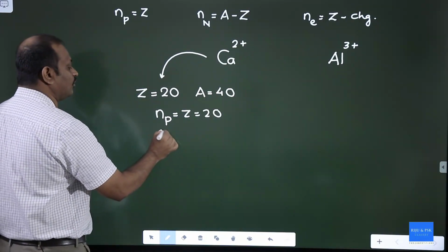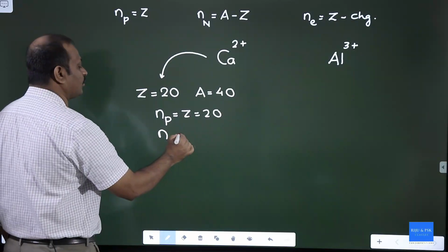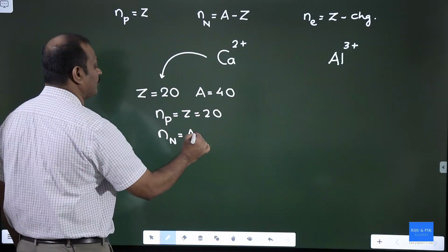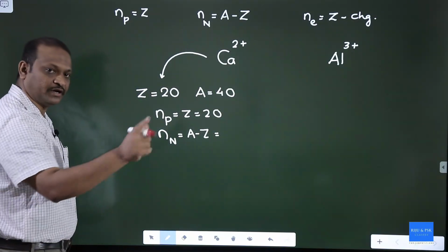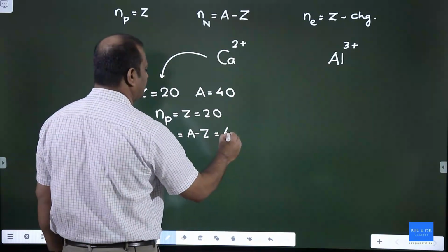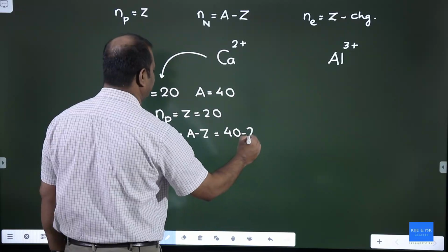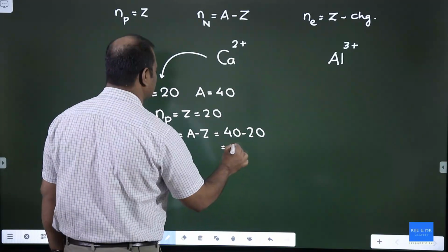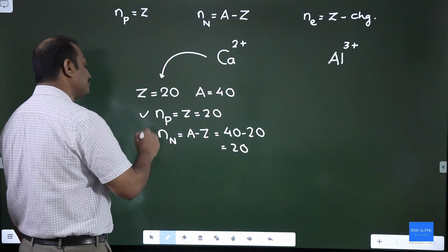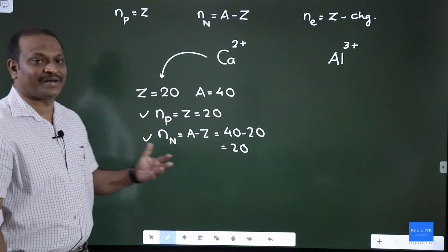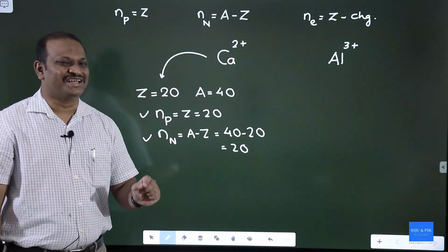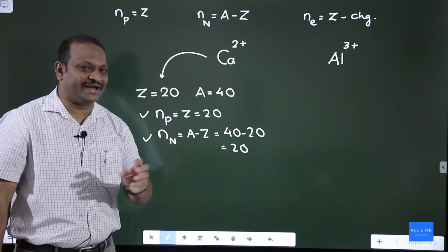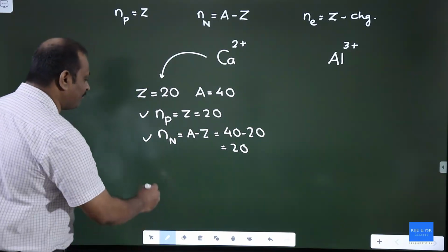Similarly, number of neutrons. What is the number of neutrons? A minus Z, as we studied earlier, is 40 minus 20, which is equal to 20. Actually, these two we already practiced. But now let's see what about the number of electrons. There we get some slight difference.